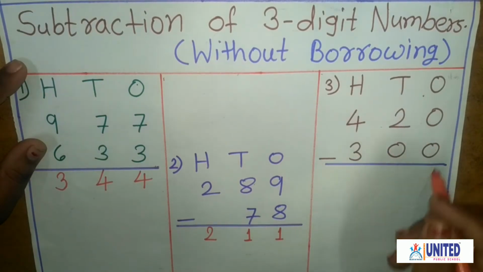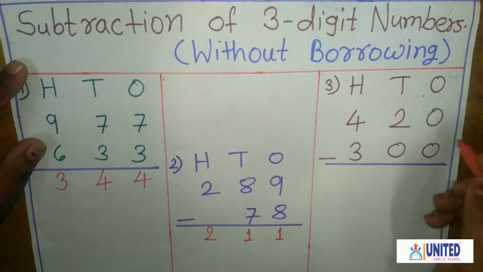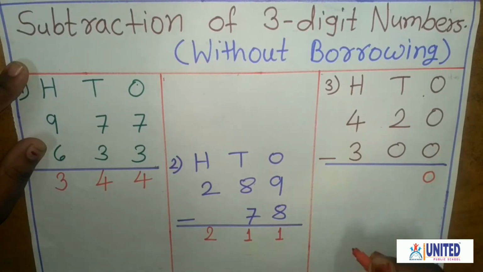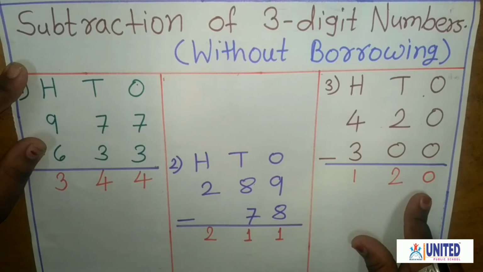Now number 3. 420 minus 300. Whenever 0 is subtracted from 0, the answer is always 0. Now 2 minus 0. Whenever we subtract 0 from any number, the answer is the same number. So 2 minus 0 is 2. And 4 minus 3 is 1. So our answer is 120.